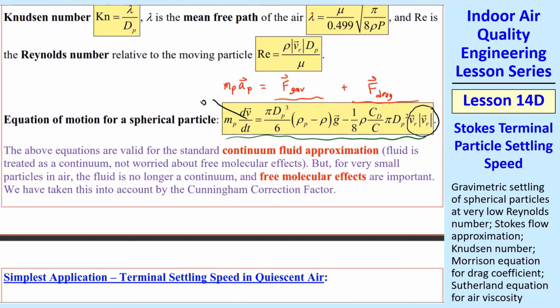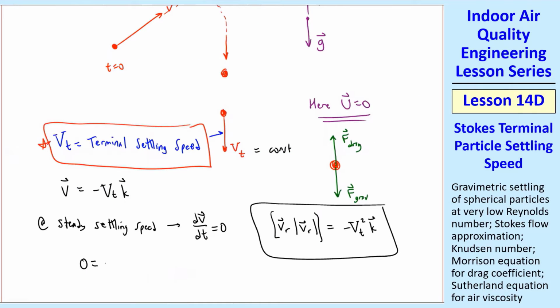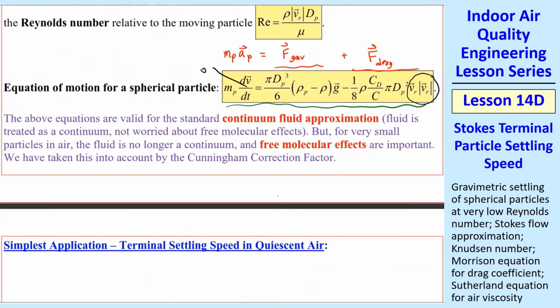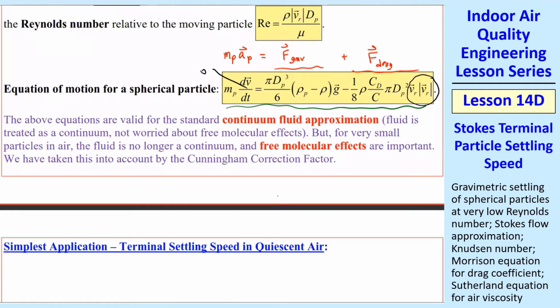So if we plug all that in, we get 0 equals negative (rho p minus rho g) plus 3/4 rho g CD over C, 1 over dp, Vt squared. And that's after a little bit of math. You can see that when the left side is 0, the pi's cancel out here, and 2 of the dp's cancel out since there's a dp squared and a dp cubed, and I combined some of the constants.